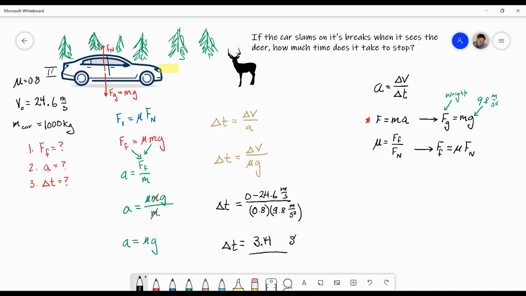Well, if you're trying to stop a car, you've got 3.14 seconds before that car actually does stop. That's quite a bit of time. And hopefully that deer is able to get out of the way, or you're far enough away from the deer, because from the moment you slam on your brakes, you're going to be sliding for 3.14 seconds, which is quite a bit of time, and you're going to travel quite a bit of distance before you stop. So this is my final answer to this question right here.